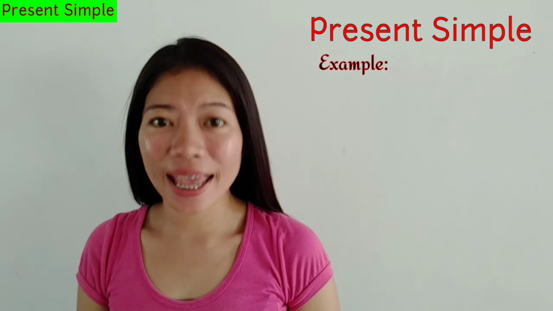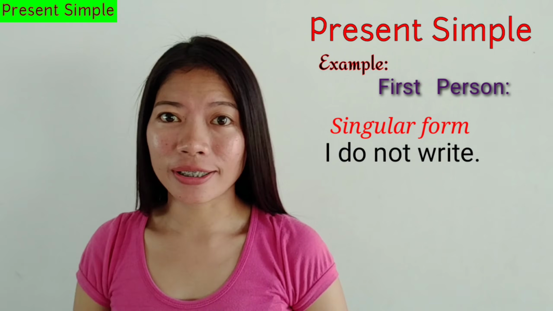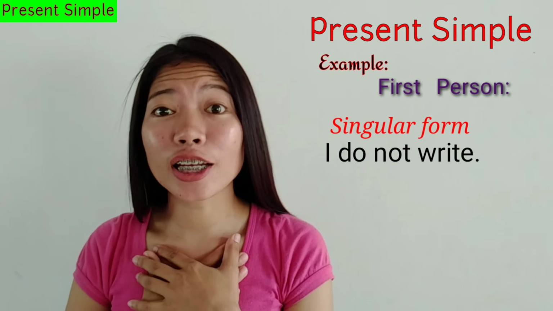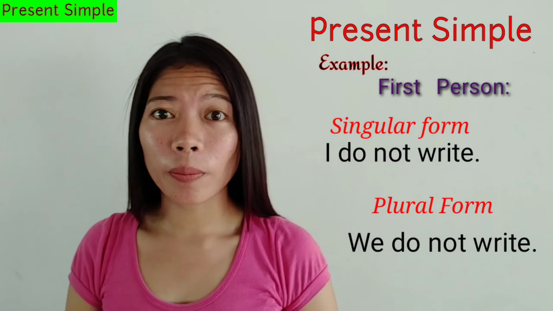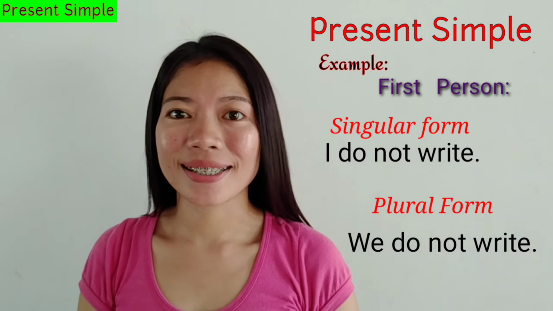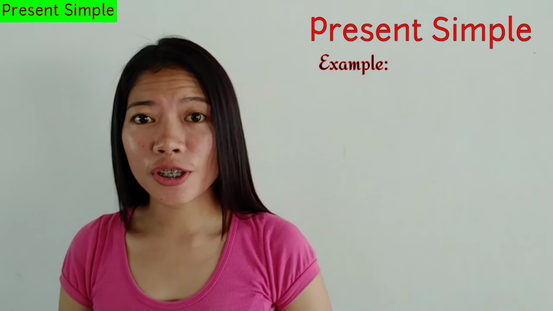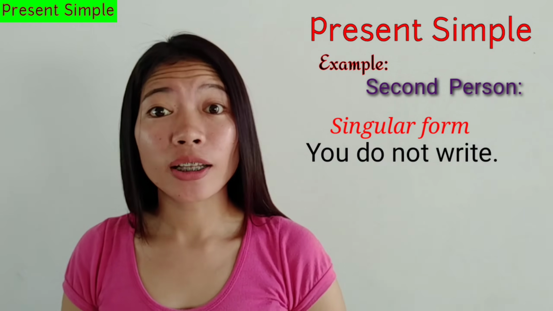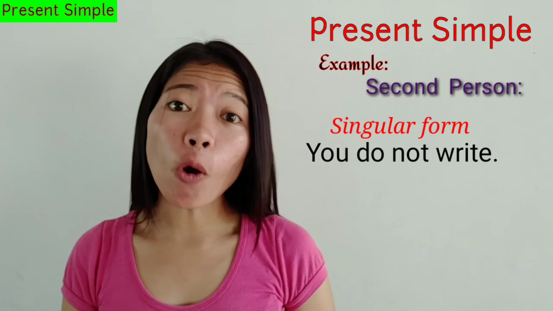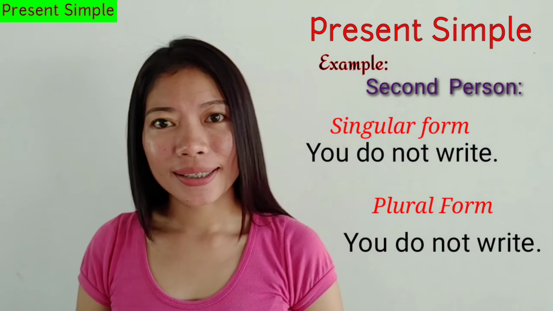Simple present negative. First person, I do not write in the singular form. In the plural form, we do not write. Second person, you. In the singular form, you do not write. In the plural form, you do not write.